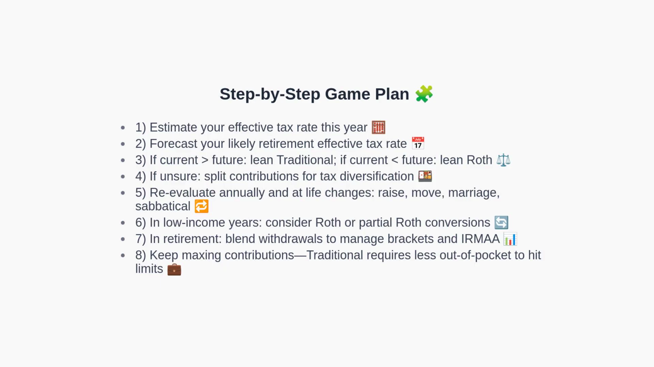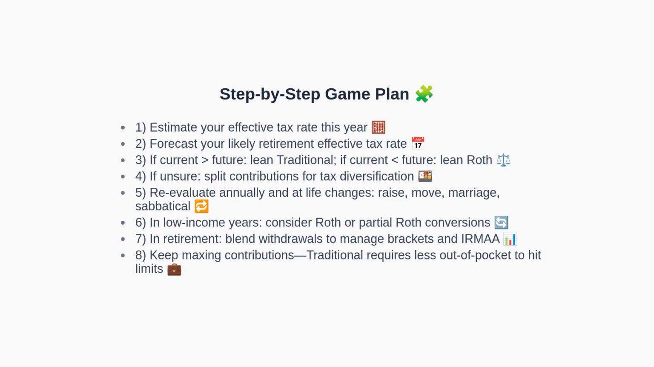Reassess each year and after major life events such as a raise, relocation, marriage, or a sabbatical. In low-income years, consider Roth contributions or partial Roth conversions. In retirement, blend withdrawals across account types to control brackets and Medicare premium thresholds. Finally, keep contributing as much as you can. Remember that traditional contributions usually require less out-of-pocket cash to reach the legal limit.